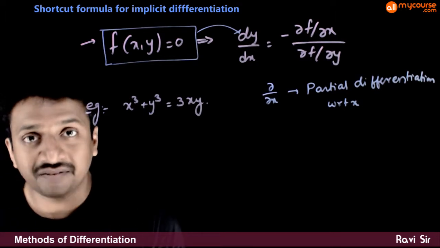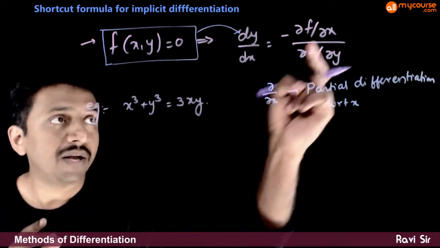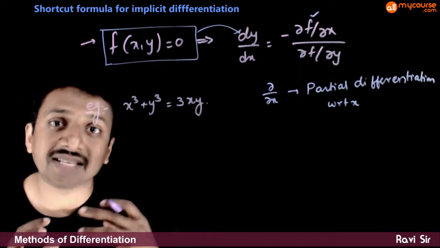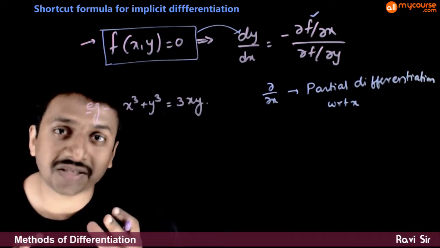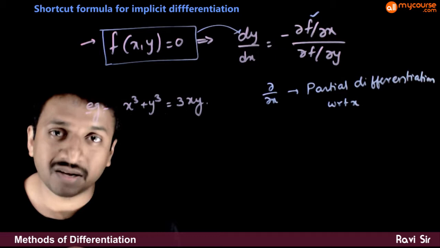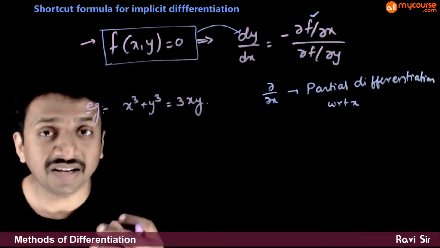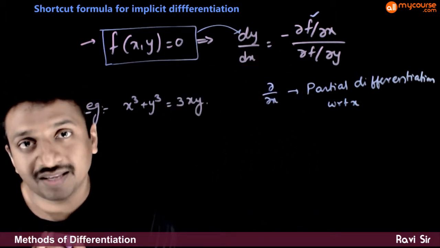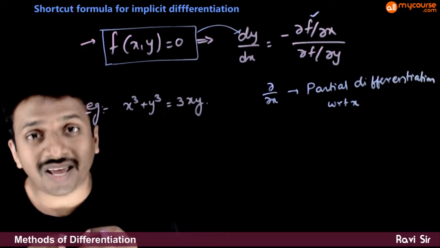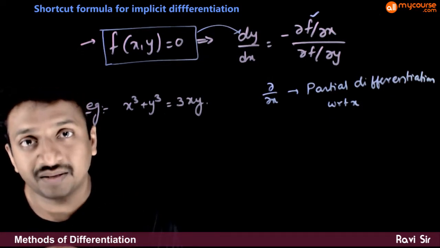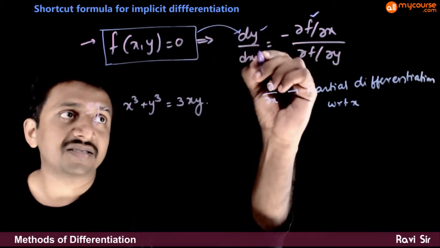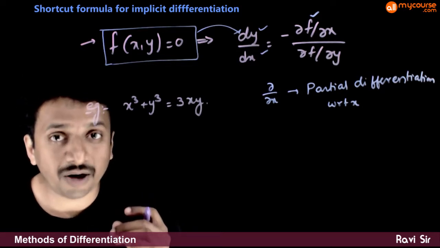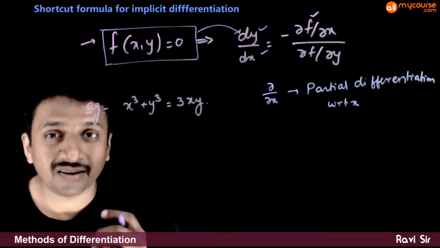So what is the meaning of partial differentiation? Partial differentiation means when you partially differentiate f with respect to x, you take y as a constant. So if you assume y as a constant and differentiate only with respect to x, we say that we are partially differentiating with respect to x. Same is the case with dou by dou y. That is, you are differentiating with respect to y, assuming x as a constant. So dy by dx is equal to minus of dou f by dou x by dou f by dou y. That's the formula by which you can get dy by dx directly.